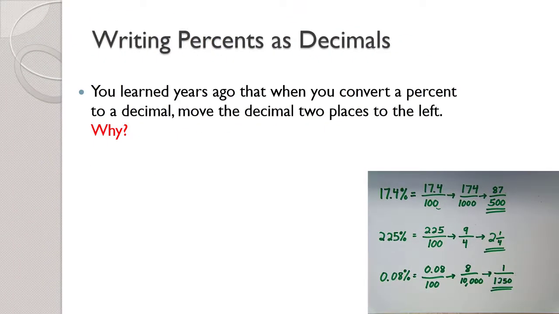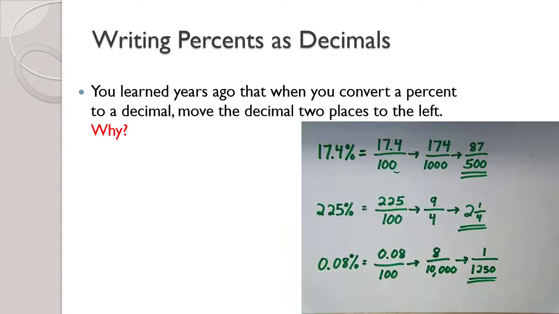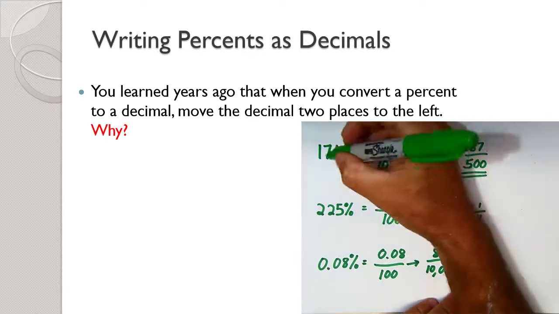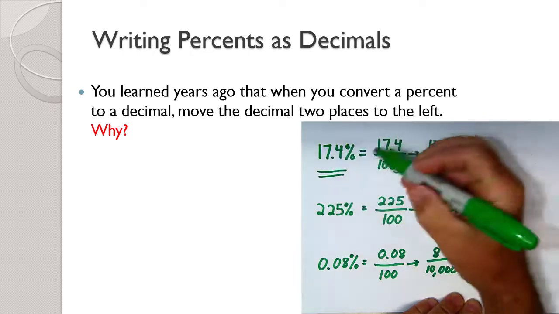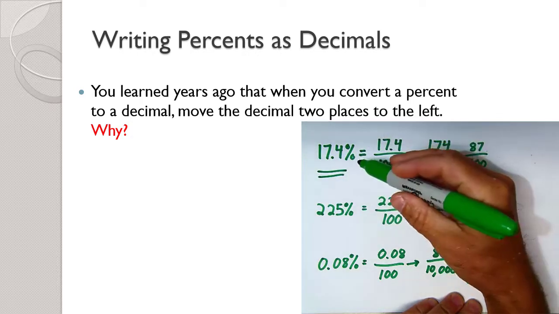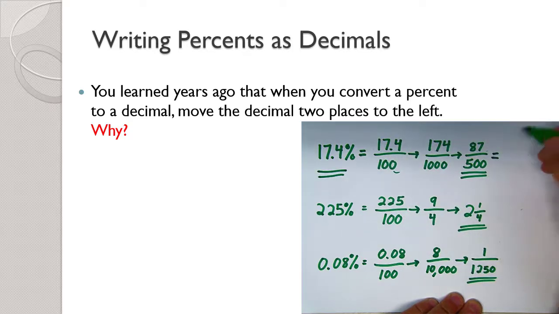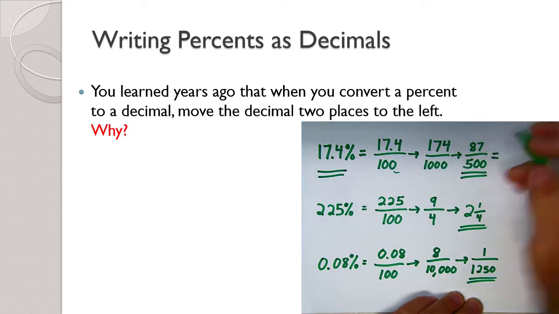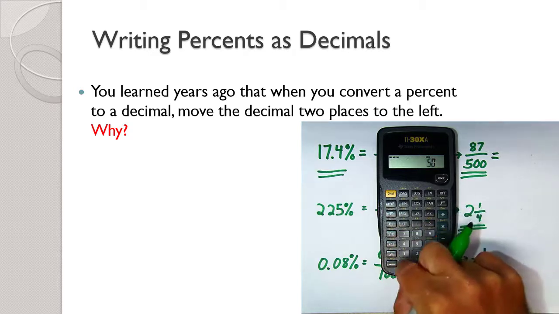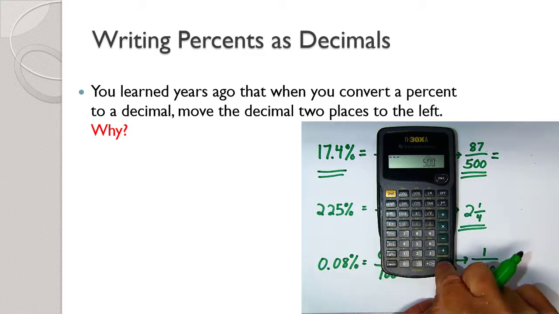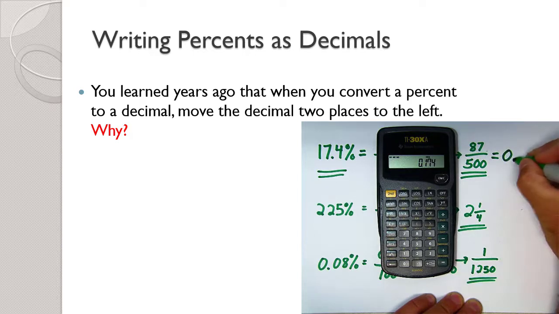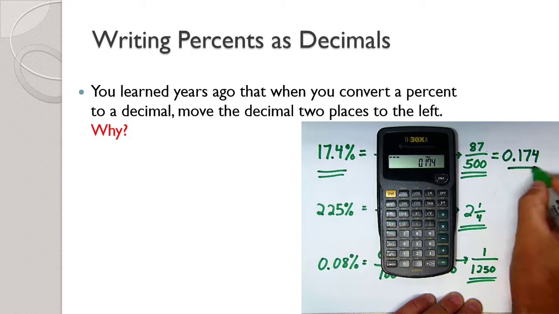Now that leads to something that you might remember from math you've had before. When you convert a percentage to a decimal, you move the decimal place 2 places to the left. Why is that? Well, let's go back and look at these examples we just did. If you take 17.4% and think about what the decimal equivalent of that is, we can find it by just taking our fraction and dividing it on a calculator. When you divide 87 by 500, which is the fraction we figured just a minute ago, you get 0.174. So that's our fractional form of the percent turned into a decimal.